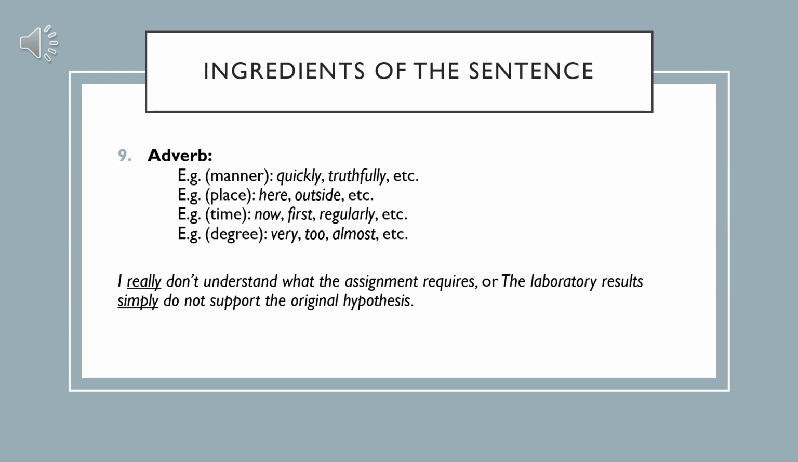Finally, an adverb is a word that alters the meaning of another word by expressing manner, place, time, or degree. Where adjectives are used to describe the noun of the sentence, adverbs, as the name implies, are often used to describe the verb of the sentence. Adverbs describe action. For example, adverbs like quickly and truthfully describe the manner of something.